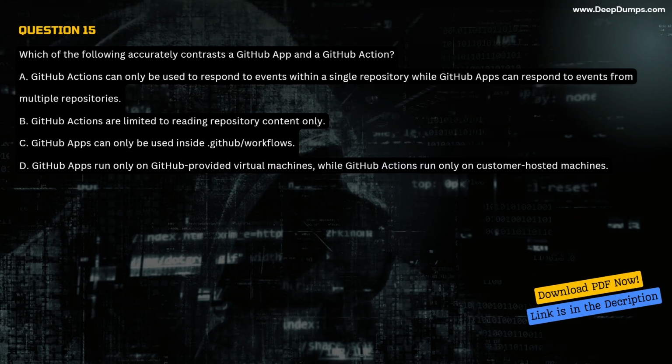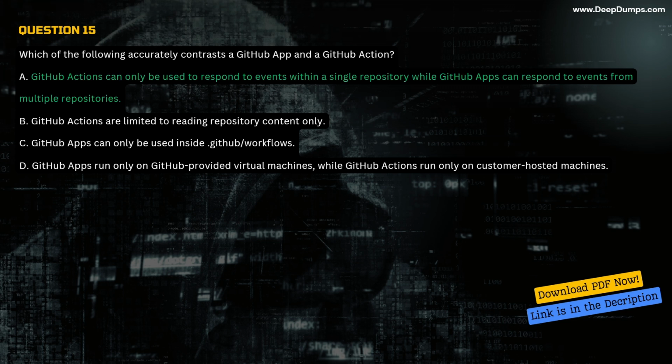Question 15. Which of the following accurately contrasts a GitHub app and a GitHub action? A. GitHub Actions can only be used to respond to events within a single repository, while GitHub Apps can respond to events from multiple repositories. B. GitHub Actions are limited to reading repository content only. C. GitHub Apps can only be used inside .github/workflows. D. GitHub Apps run only on GitHub-provided virtual machines, while GitHub Actions run only on customer-hosted machines.